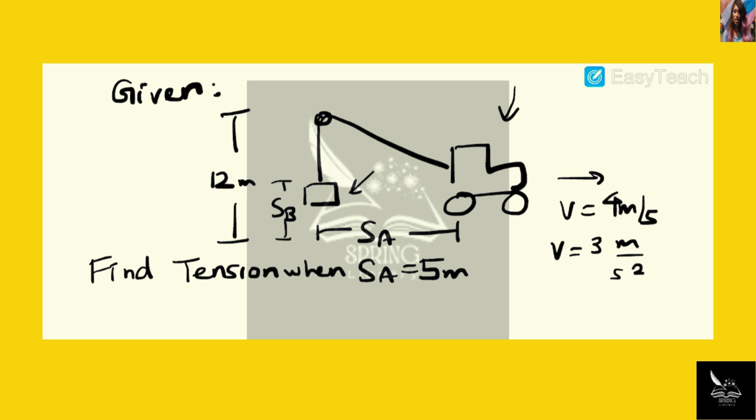What we're given is a tractor that is moving to the right with a velocity of 4 meters per second and is accelerating at a rate of 3 meters per second squared. The tractor is pulling a rope which is attached to a load through a pulley, and we know that the total height of this pulley is 12 meters. The distance from the load to the tractor is defined as SA, and the distance from the ground to the load is defined as SB. We're asked to solve for the tension in the cable when SA is equal to 5 meters.